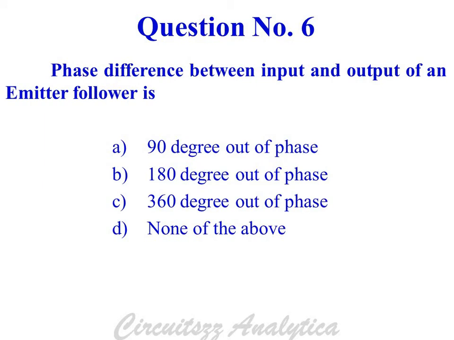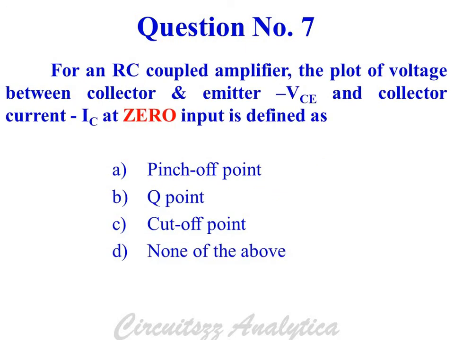Phase difference between input and output of an emitter follower is none of the above. In the case of an emitter follower, input and output are in phase. For an RC coupled amplifier, the plot of voltage between collector and emitter VCE and collector current IC at 0 input is defined as Q point.